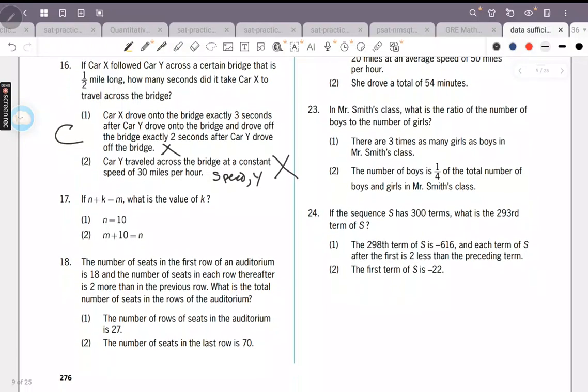Alright, it's your turn now. Do number 17. Okay, 1 is not sufficient alone.